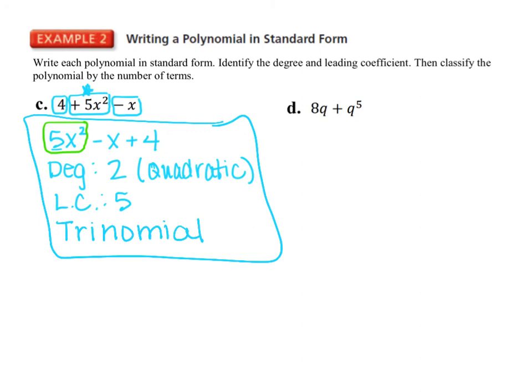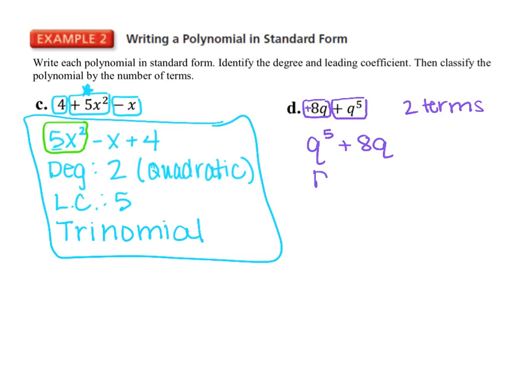And last but not least, how about 8q plus q to the 5th power? Right? There's no negative sign, so this is a positive 8q and a positive q to the 5th power. I have 2 terms. Right? In standard form means putting the highest exponent first. So a q to the 5th power. Since it's in the front, I don't need to show that positive sign. But I do need to show the positive sign before the 8q, right, to show that they're 2 separate terms. So we wrote our polynomial in standard form.